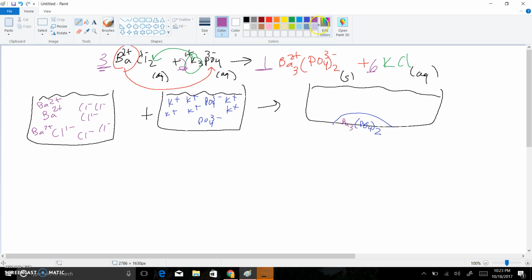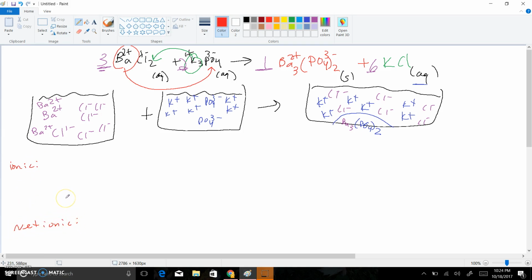And while that's doing that, my potassiums are going to be aqueous. 6 of them. And I have 6 chlorines also. So that's what the beakers are going to look like by keeping proper ratios, kind of looking at volume. You can see that I tried to make my volumes additive here for the right product side. So this leads us into ionic and net ionic equations.